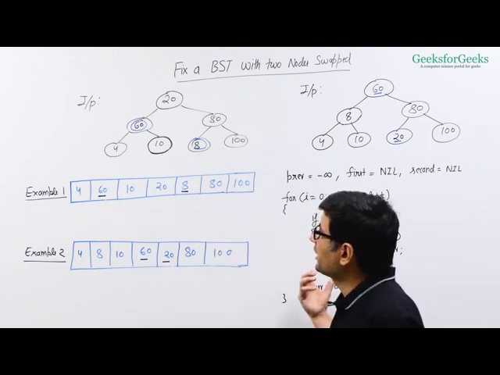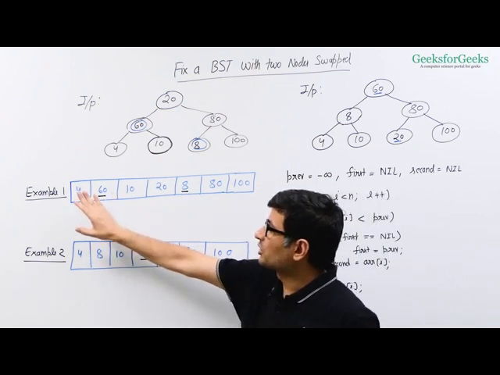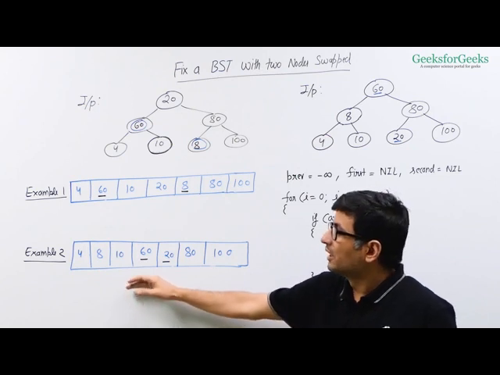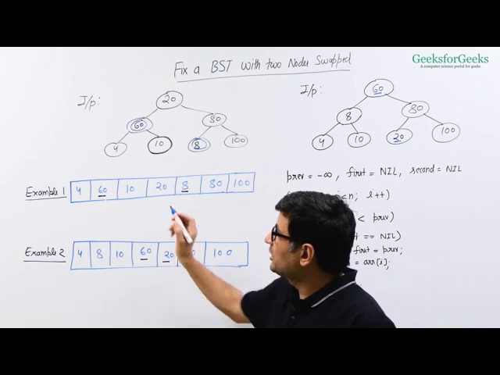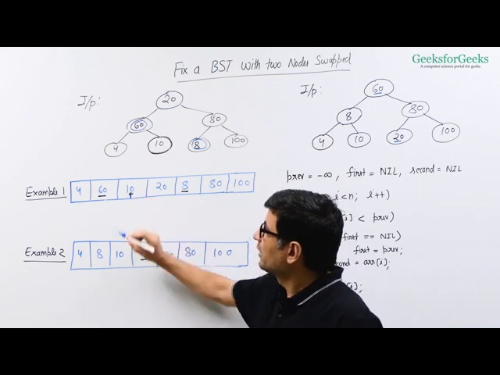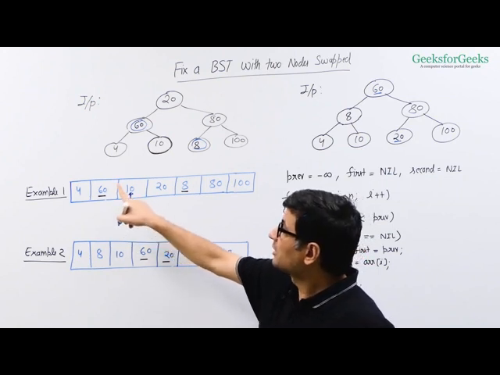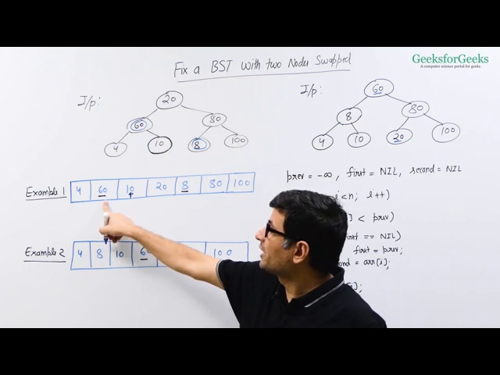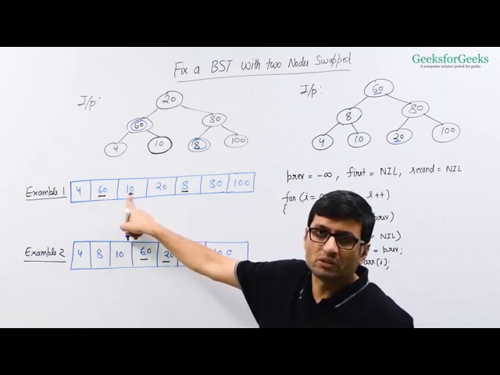Let's understand this idea with these two example cases. One case when the two nodes to be swapped are not adjacent, and the other case when they are adjacent. In one case, when you traverse through this array, you see the first violation at this moment. You see that this is smaller than the previous one. So in this case, you update the first as the previous one and you update the second as current node.